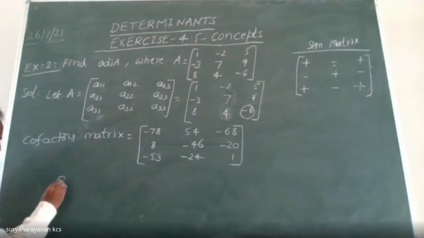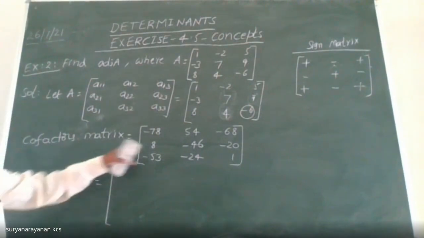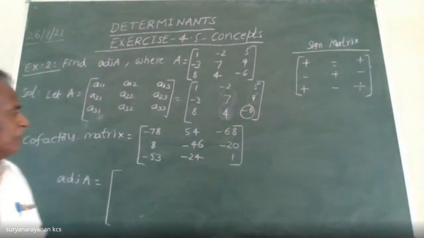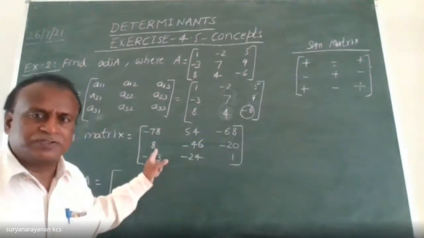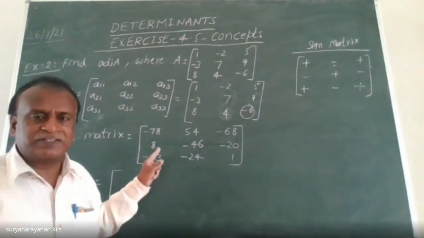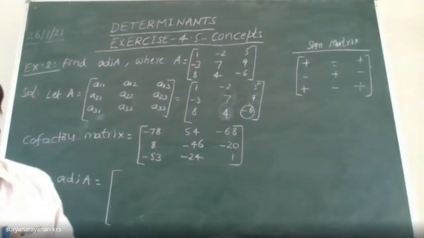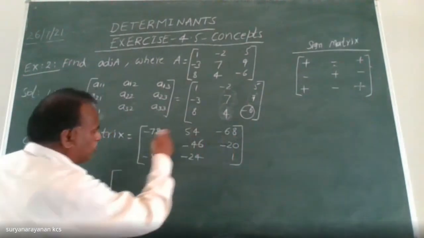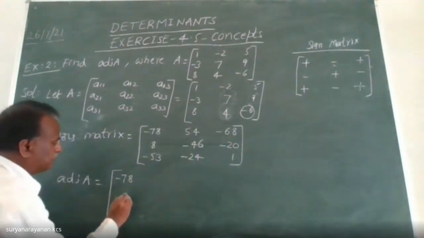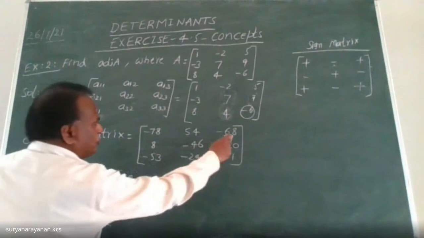Now adjoint A. We have written the cofactors matrix here. Then how do you find adjoint A? Take its transpose. You have to take the transpose of this matrix. How do you get the transpose of this matrix? By changing rows to columns. Yes, very good. My dear Kevin Paul, change the rows and columns. So we write this first row as the first column, minus 78, 54, minus 68.